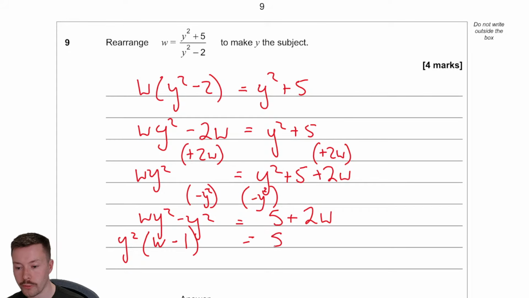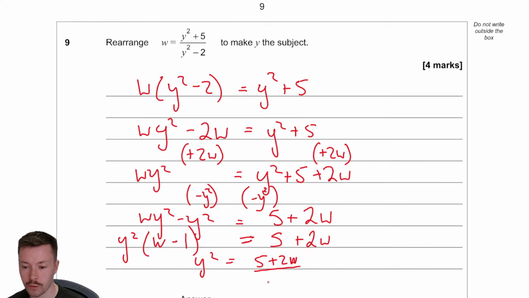Is equal to 5 plus 2w. We're going to divide by that, so we're going to get y squared is equal to 5 plus 2w over w minus 1, and then we're going to square root. So y is equal to the square root of 5 plus 2w over w minus 1. Okay, so yeah, that's our answer to that question there.